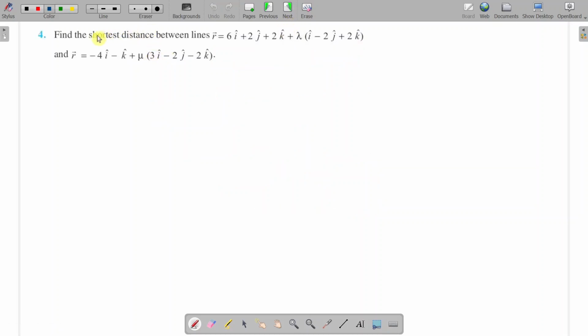So the fourth problem is: find the shortest distance between the lines r bar equal to 6 i cap plus 2 j cap plus 2 k cap plus lambda times (i cap minus 2 j cap plus 2 k cap), and r bar equal to minus 4 i cap minus k cap plus mu times (3 i cap minus 2 j cap minus 2 k cap). So we have to find the shortest distance between these two lines. So let us solve this problem. Solution.